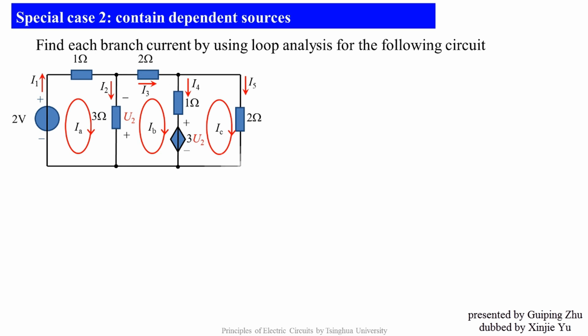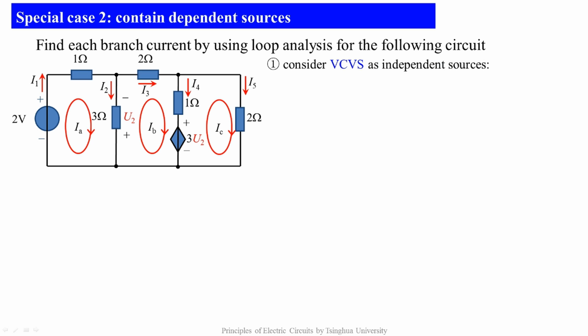The second special case is that the circuit contains dependent sources. Similar to the node voltage analysis, we deal with a circuit containing dependent sources in two steps. In the first step, we consider the dependent sources as independent sources. For instance, in this circuit, we still choose its meshes as a set of independent loops and write loop current equations.